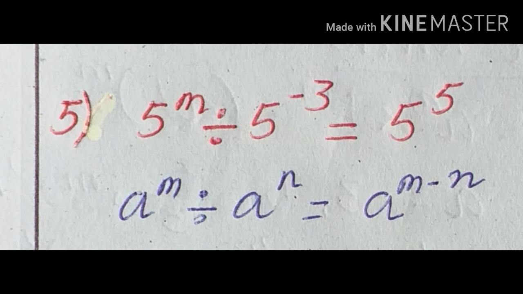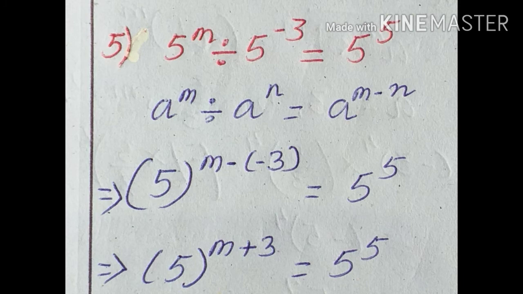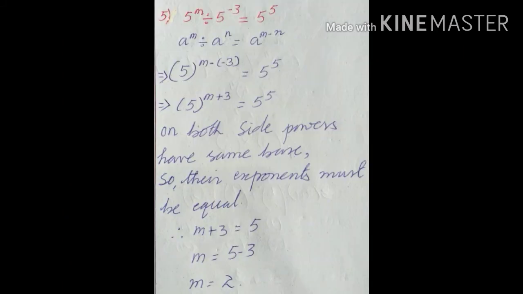Power will be subtracted. So here, in place of 5 to the power m divided by 5 to the power minus 3, we can write down one base, 5 to the power m minus, bracket, minus 3. Here n is our minus 3. On the right hand side we have 5 to the power 5, written as it is. Now in the next step we'll have 5 to the power m plus 3 equals 5 to the power 5. Now in the next steps, just look here, on both the sides the bases are the same.